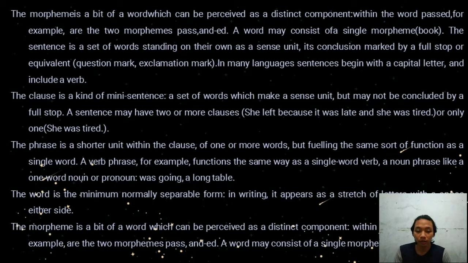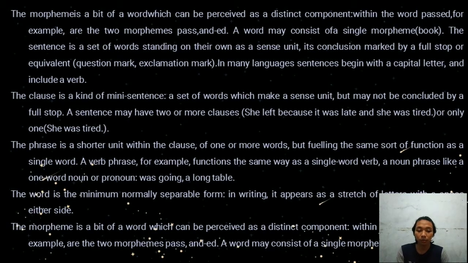The next is the phrase, a shorter unit within the clause of 1 or more words, but fulfilling the same sort of function as a single word. A verb phrase, for example, functions the same way as a single word verb. A noun phrase is like a one word noun or pronoun, such as a long table. The next, the word, is the minimum normally separable form. In writing, it appears as a stretch of letters with a space either side.